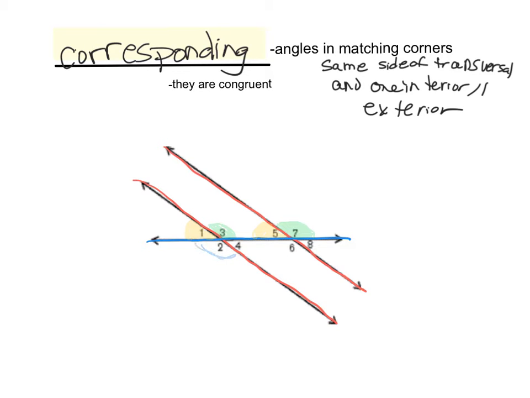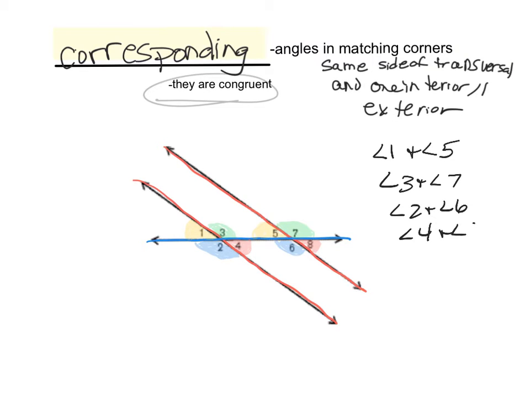That leaves us with angle 2. Can you tell which angle that is corresponding with? Hopefully you said angle 6. They're both below the transversal and to the left of each of the parallel lines. Then my last one is angle 4, and it corresponds with angle 8. And they are congruent, which means they are equal. So my corresponding angles are angle 1 and angle 5, angle 3 and angle 7, angle 2 and angle 6, angle 4 and angle 8.